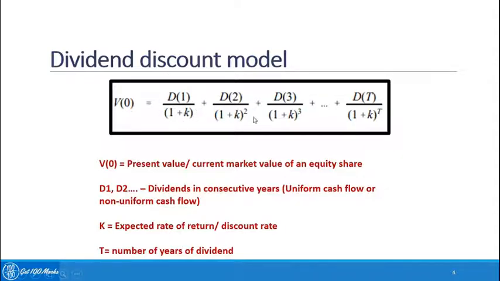As you can see in the formula here, the discounting is being done as the discounting of an annuity, which means you are discounting the dividend received in year 1 for one period, the dividend received in year 2 for 2 periods, the dividend in year 3 for 3 periods, and so on till the time period T.